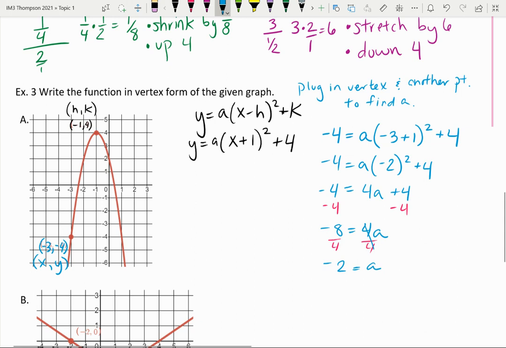When I've written a function for a graph, complete with all the numbers, the only variables are going to be the x and the y. So I replace a with -2. And I still have my x plus 1 squared and my plus 4. That's the equation of this graph.